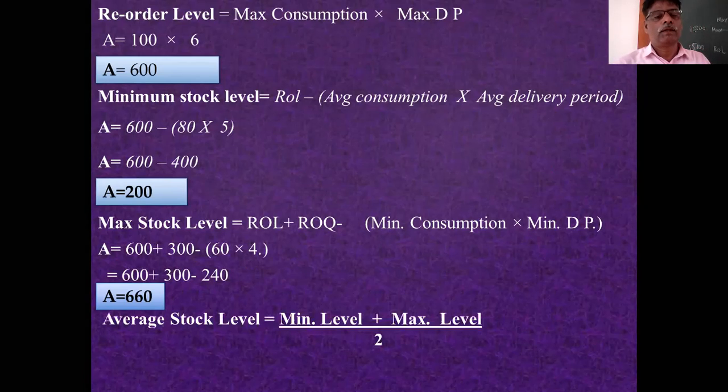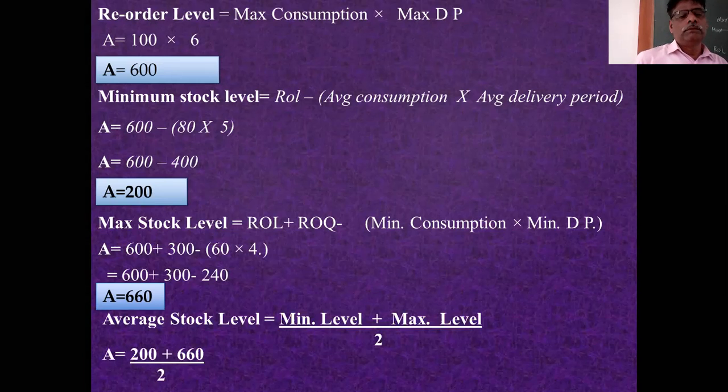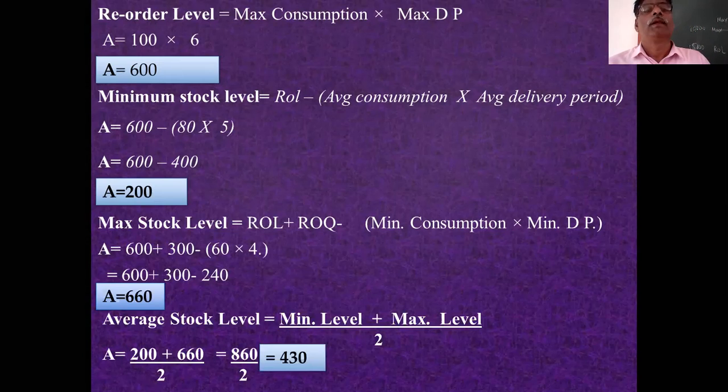Next, average stock level. Average stock level is equal to minimum stock level plus maximum stock level divided by 2. For A, minimum stock level is 200, maximum stock level is 660, divided by 2. That is 860 divided by 2, which is 430. Clear? This is one set of information related to material component A.